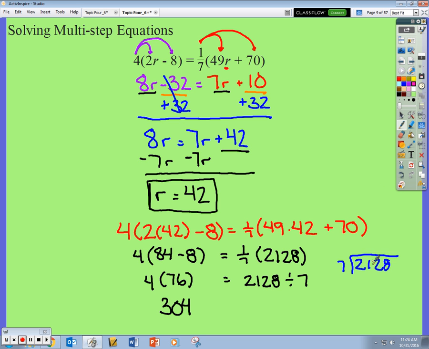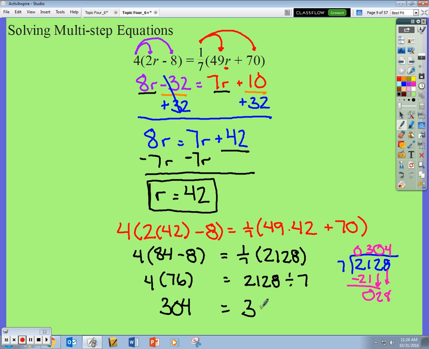7 does not go into 2. It will go into 21 3 times. That gives me 21. I subtract that, get 0, and bring down a 2. 7 does not go into 2. Bring down the 8. Hey, 7 goes into 28 four times. Hey, look at that. It also equals 304.